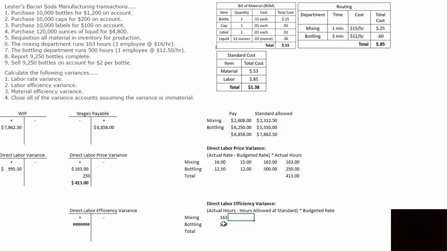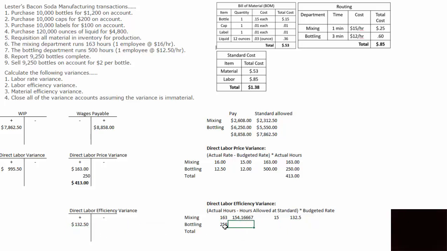If we make 9,250 bottles, we're allowed 1 minute in the mixing department for every one bottle. So I could take 9,250 times 1 minute. We're allowed that many minutes, and there are 60 minutes in an hour. We're allowed 154.1667 hours. We multiply that by the budgeted rate, which is right here off the standard, 15. So I take my actual hours, subtract my hours allowed, multiply that by the budgeted rate. Again, I know that's an unfavorable variance because the hours I used are bigger than the hours allowed. So I have a $132.50 unfavorable variance that goes on the debit side.